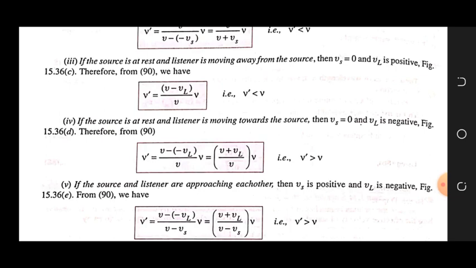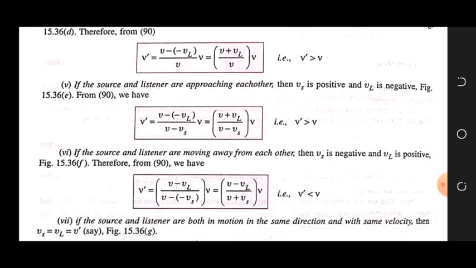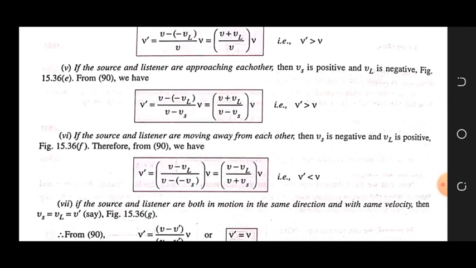The fourth condition: suppose the listener starts to move towards the source. In that case it is moving in the opposite direction, so Vl will be taken as negative. Vs is at rest, so Vs will be 0. For that case, nu dash will be V plus Vl upon V into nu. Now the numerator is greater than the denominator, so nu dash will be greater than nu. Means when the listener starts to move towards the source of sound, he will hear an apparent frequency greater than before.